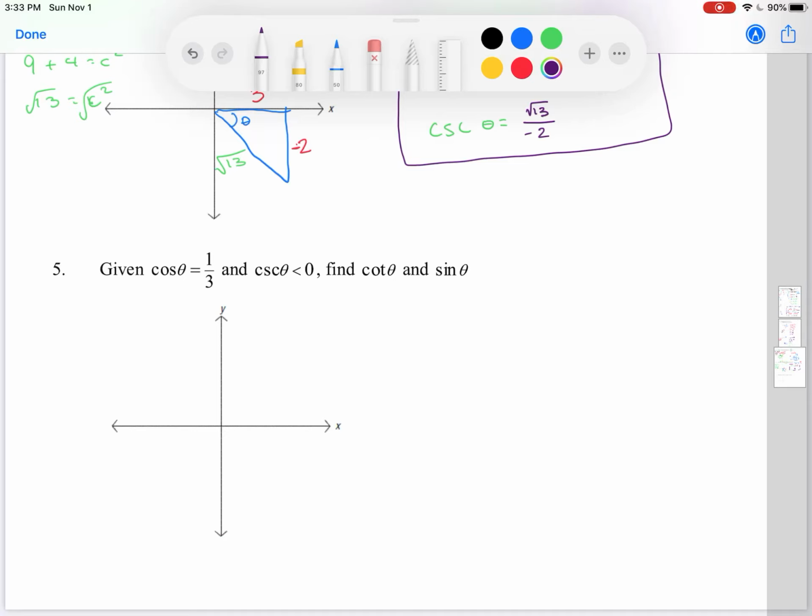Go ahead and try question 5 on your own. You can pause the video, practice it, and then resume the video for where you want to check.